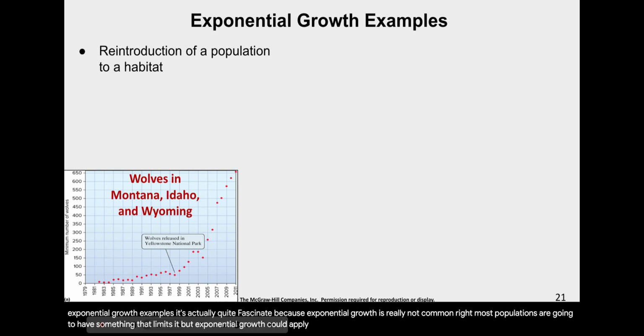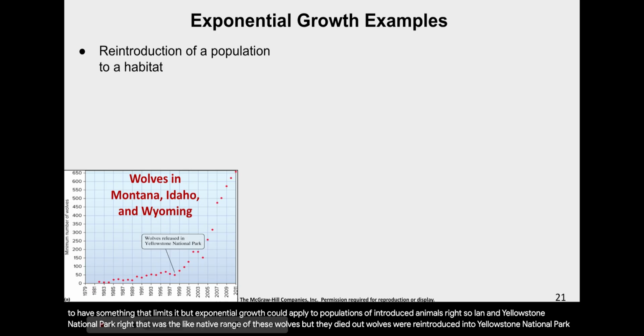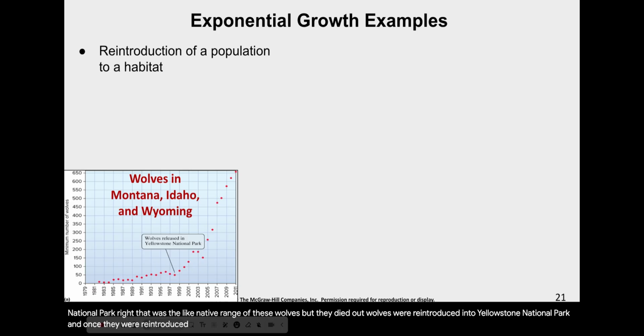So let's look at examples. Exponential growth examples are actually quite fascinating because exponential growth is really not common. Most populations are going to have something that limits them. But exponential growth could apply to populations of introduced animals. In Yellowstone National Park, that was the native range of these wolves, but they died out. Wolves were reintroduced into Yellowstone National Park, and once they were reintroduced, they had abundant resources. There had been no packs of wolves there for quite a while. They had so many resources that the population just skyrocketed.